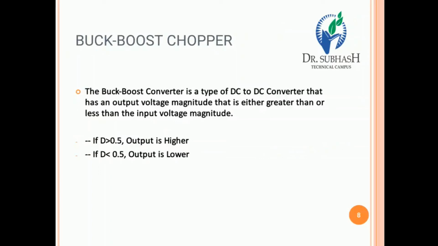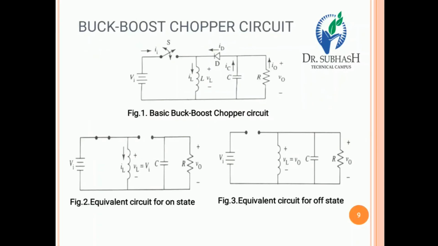otherwise step up or step down. So the buck and boost converter is a type of DC to DC converter that has an output voltage magnitude that is either greater than or less than the input voltage, known as a buck boost chopper. If D is greater than 0.5, then the output voltage is higher, so it works as a step up chopper. If D is less than 0.5, then the output is a lower voltage, so it works as a step down chopper circuit. So figure A is the basic buck boost chopper circuit.